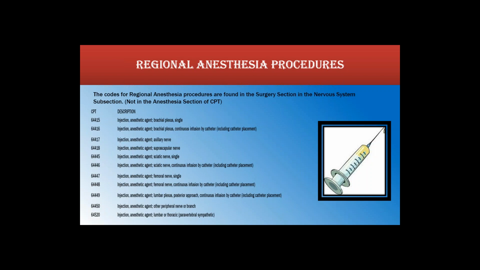If we take a look at the codes below, we see CPT code 64415. This is an injection of an anesthetic agent into the brachial plexus. The brachial plexus can be approached in one of these 3 locations: the interscalene, the supraclavicular, or the axillary. CPT code 64416 is an injection of an anesthetic agent into the brachial plexus, which is using a continuous infusion by catheter.